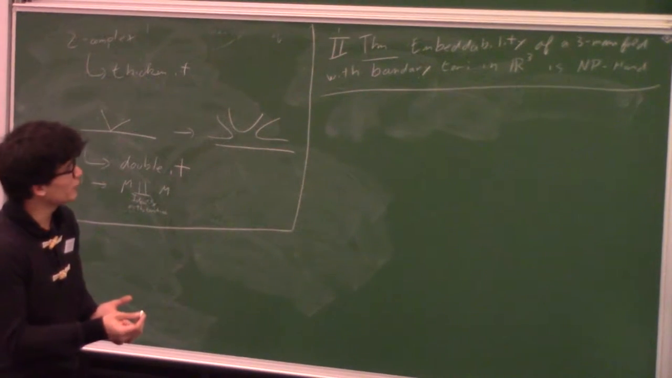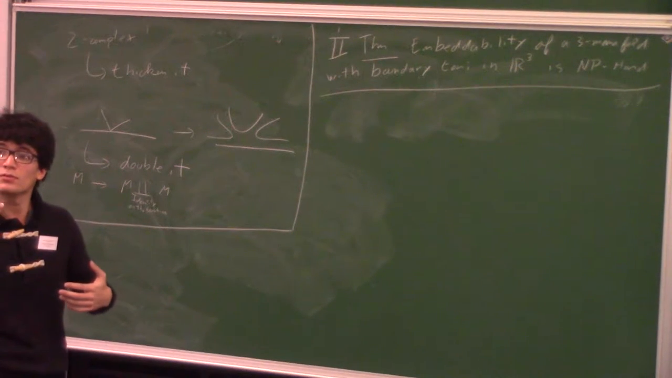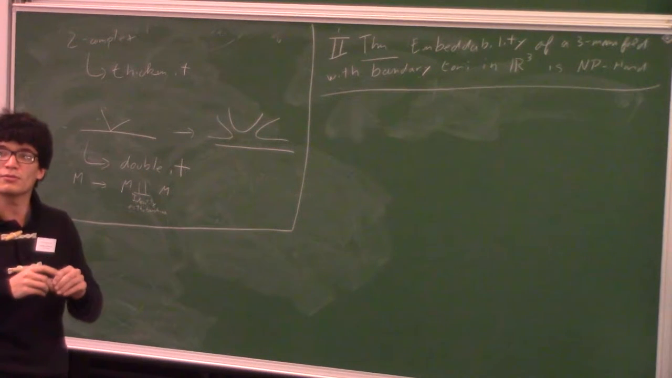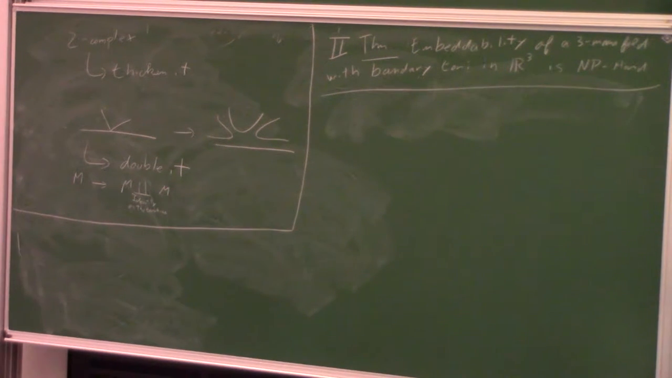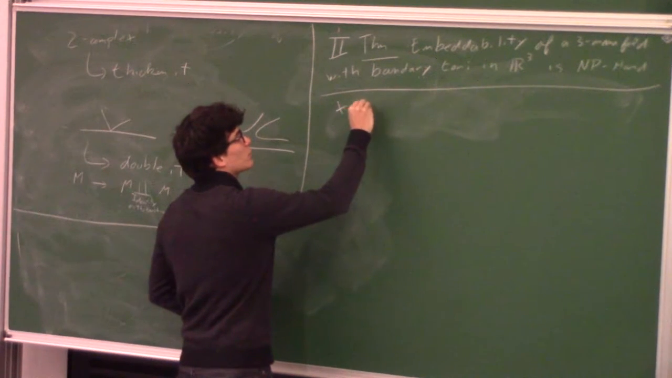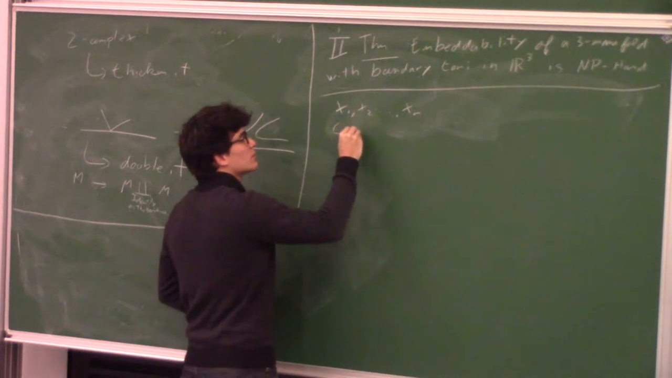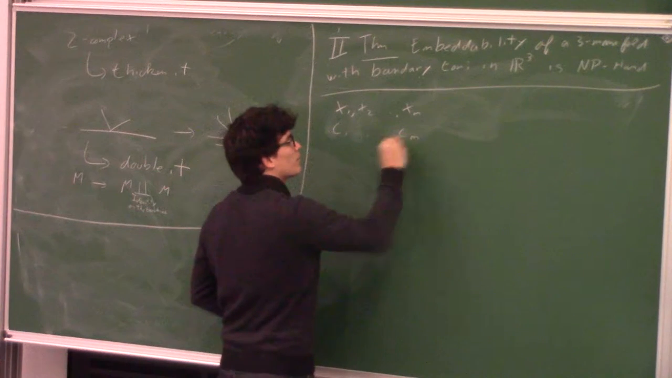So how do you prove that this thing is hard? Well, you do the same as before. You start with some satisfiability instance, and you try to embed it in that problem. So as before, we have some variables, x1, x2, up to xn, and some clauses, c1 up to cm.